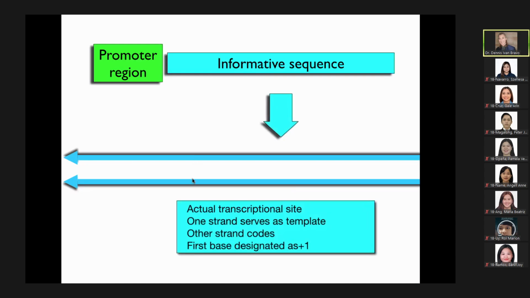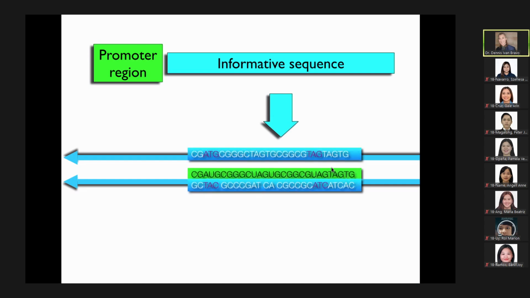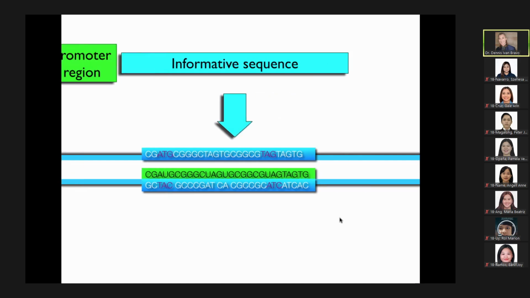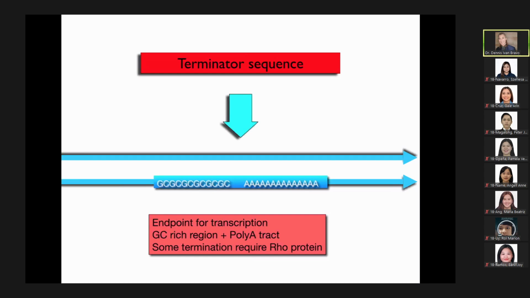Now, there are two strands. Only one strand will serve as template. As you can see here, only one of the two strands will be used as template for the synthesis of RNA. The last part of the gene is called the terminator sequence. So this dictates the endpoint for transcription.